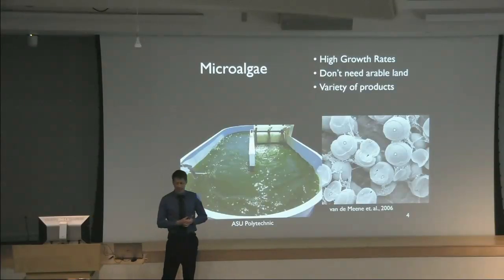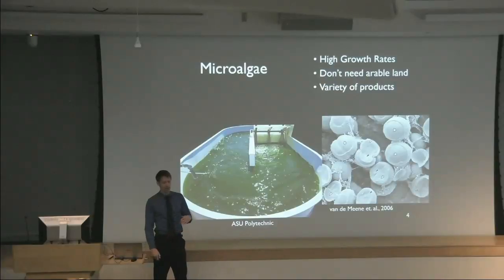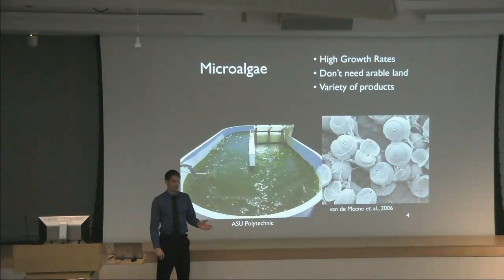Now, the advantage that they have over plants is that they can have a higher growth rate. They don't need arable land, which is to say that they don't need good soil to grow. And also, you can produce a variety of products from them. For example, different types of fuel. You can produce animal and fish feed, and also certain higher value products.